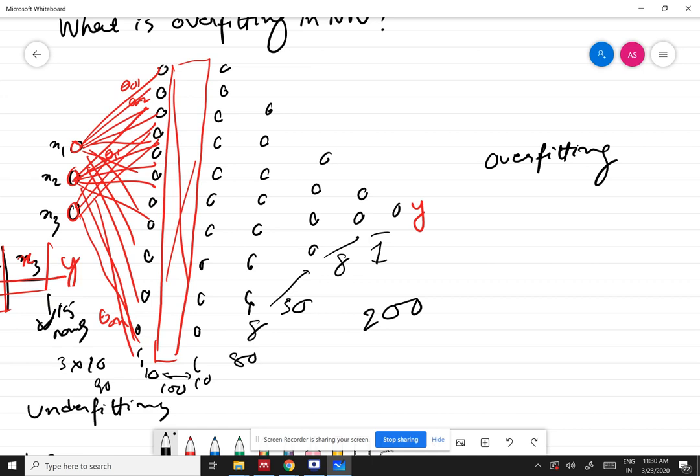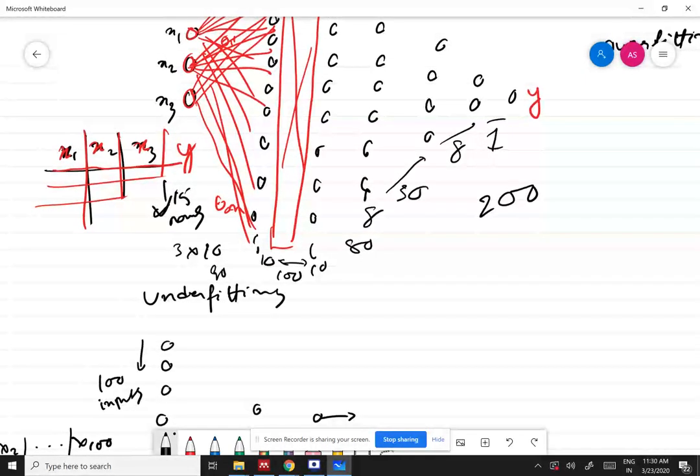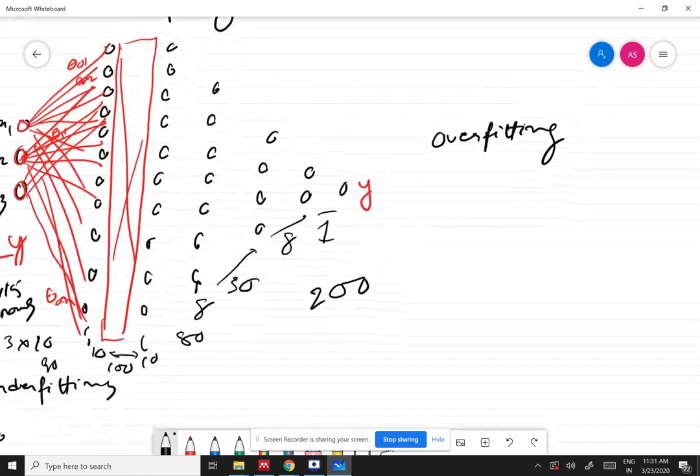That is the case of overfitting, where the model fits very well to these 15 data samples. But if you give any other sample which is not in this data set, it might perform very badly. So this is the case of overfitting.